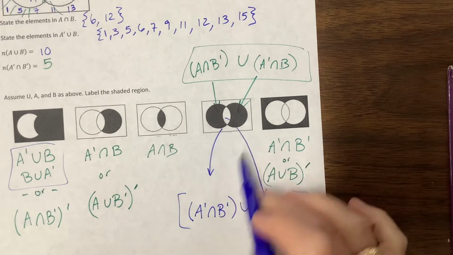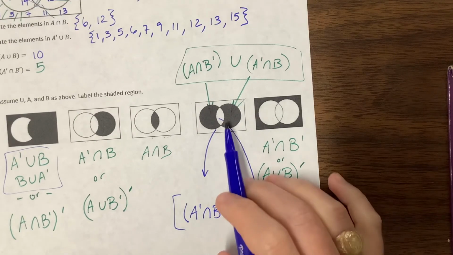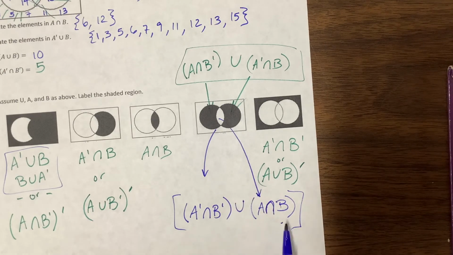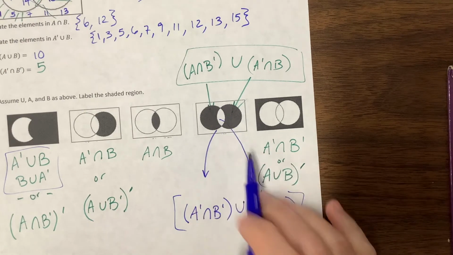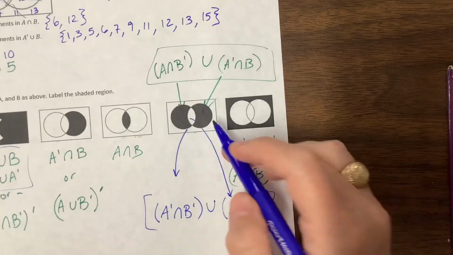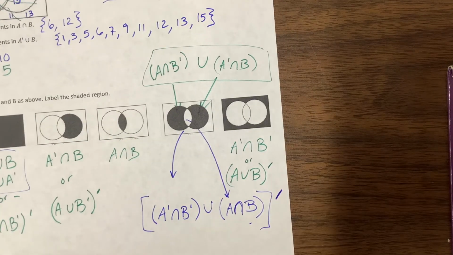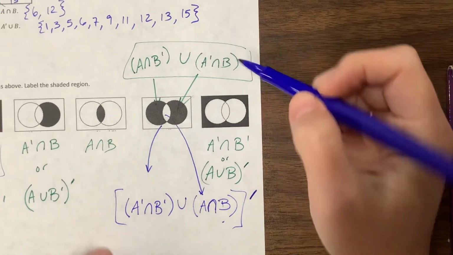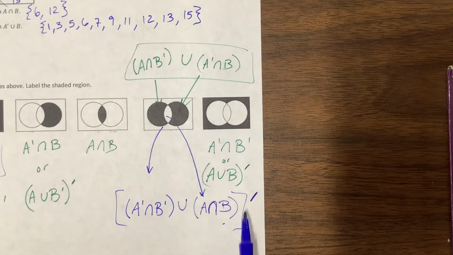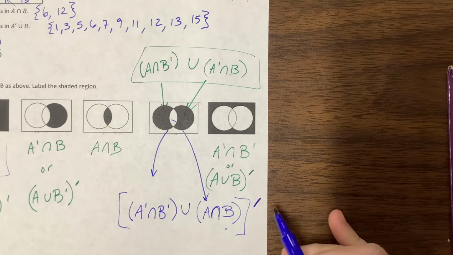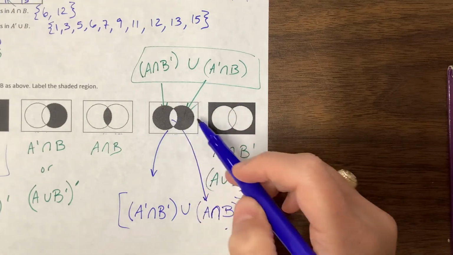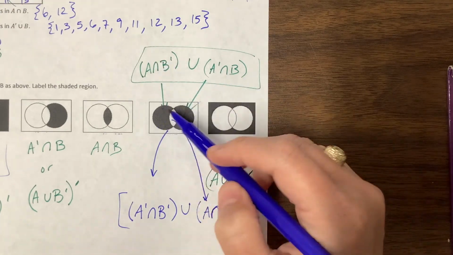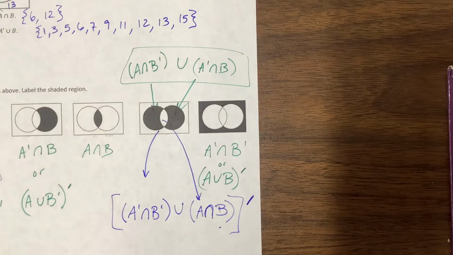This little piece here is A naught intersect B naught. Now what I've done is I've described all the not shaded part. And so if I want the shaded part, I have to say the negation of that. So in this one, it's definitely complicated. Your two options are to think of how do I describe the not shaded part, then negate it to get the shaded, or how do I describe the shaded part piece by piece and put them together. So hopefully that makes sense.